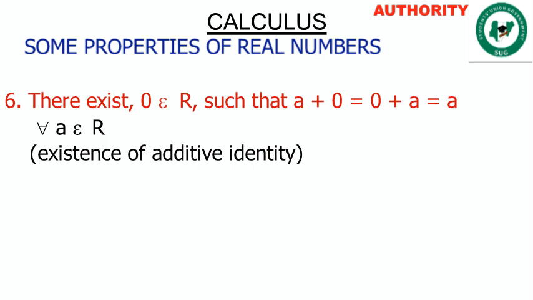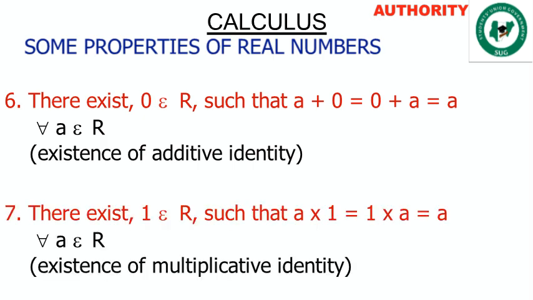Additive identity is 0. Okay? When you add 0 to any number, it will remain the same. Now let's go. Number 7. We say there exists 1 in R such that A times 1 is equal to 1 times A is equal to A, for all A in R, and R is real numbers.